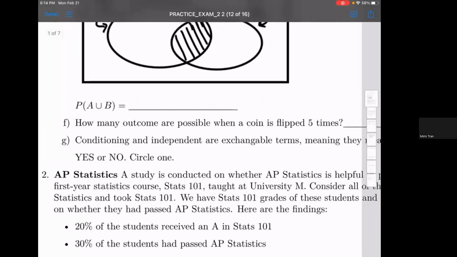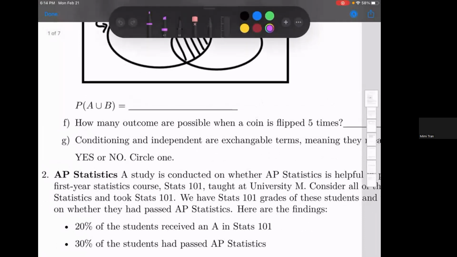How many outcomes are possible when a coin flips 5 times? That's counting, but I'm gonna go through it, but it won't be on the exam. Don't worry if you don't get it. What is the sample space of flipping a coin? What are the possible outcomes when you flip a coin? Yeah, so 2, right? Either head or tail, so 2.